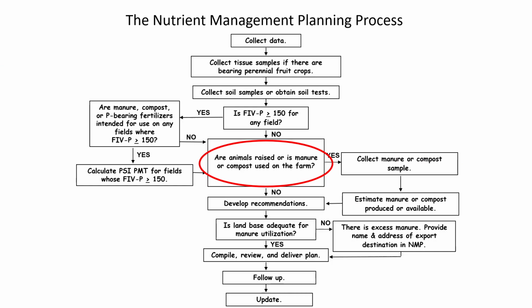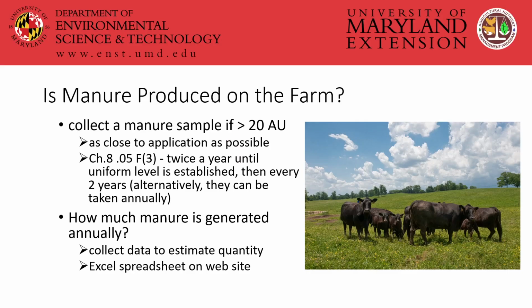Animals are our next part. Do they have animals? And what do they do with the waste? So is manure produced on the farm? If so, you'll need to collect a manure sample, and there's a few little nuances. If they have more than 20 animal units, they need to have an actual sample.